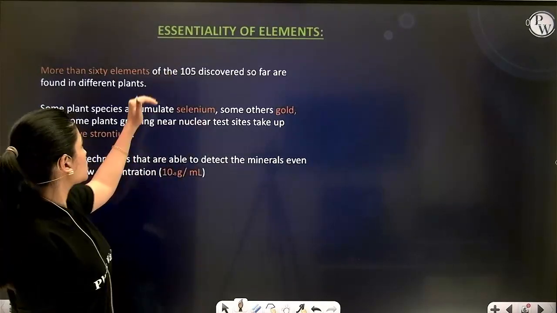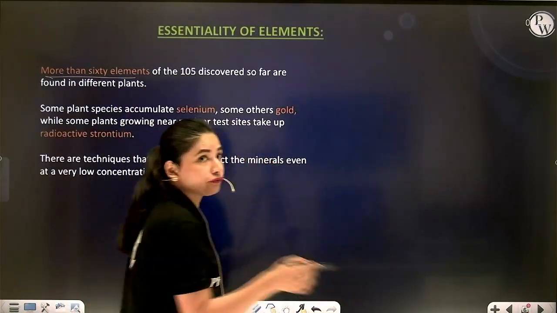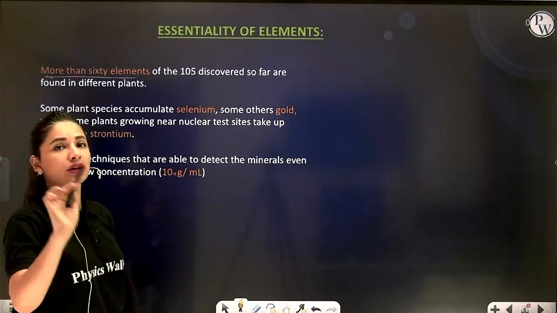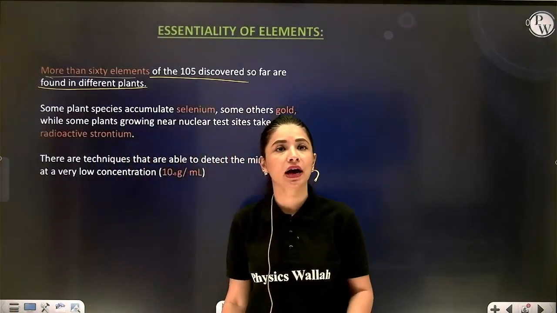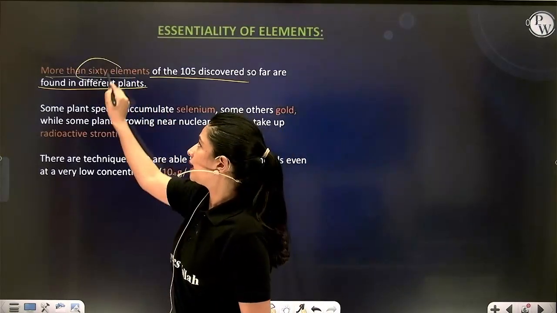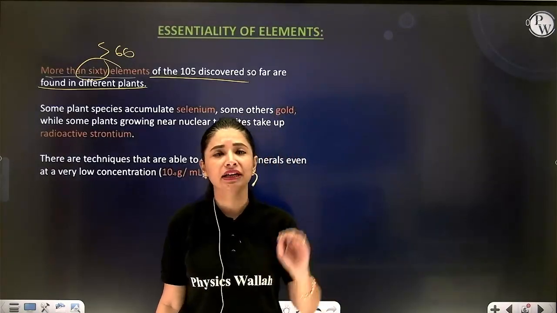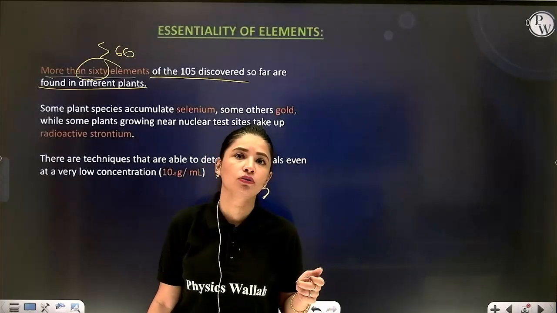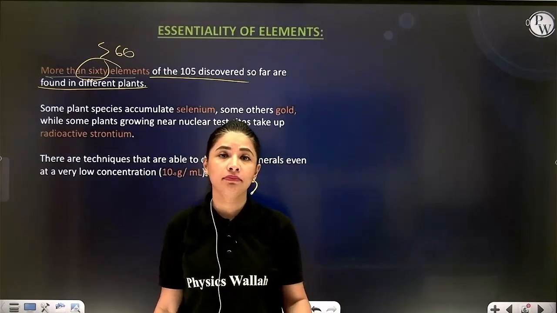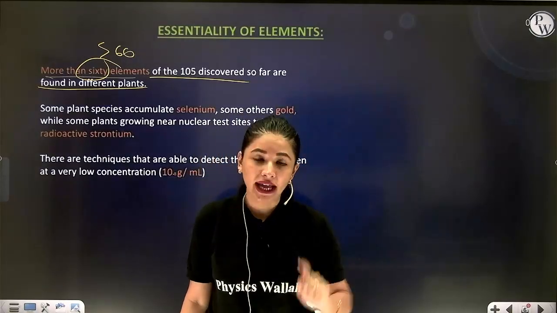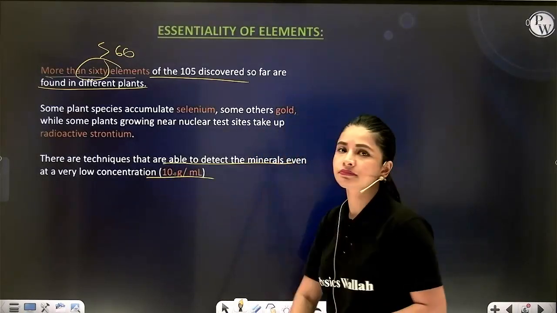For that, the first two statements I have already told you: more than 60 elements out of the 105 present on the earth are found inside the plant cells, in the protoplasm of the plant cells. Now in this more than 60, I am counting even those elements which are present in trace amounts. So if the quantity of an element is even 10 to the power minus 8 gram per ml, even in such a small quantity, if any element is present in the plant body, it is detectable, right?